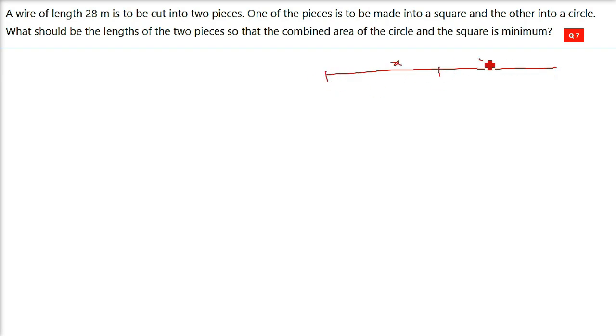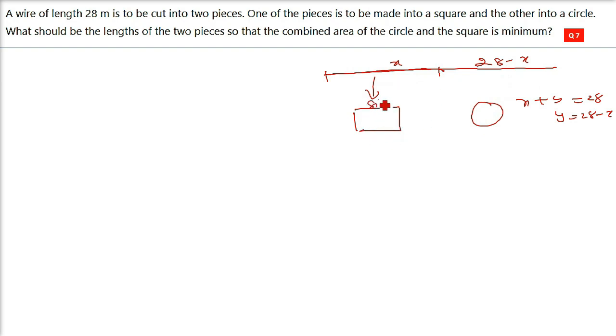If one part we have taken as x, the other part will of course be 28 minus x, because we know that x plus y is 28. If we take one as x, y will be 28 minus x. So x and y we generally take, one is x, one is 28 minus x. Now the second part is that this whole piece x will be made as a square and the remaining piece, which is 28 minus x, will be made as a circle.